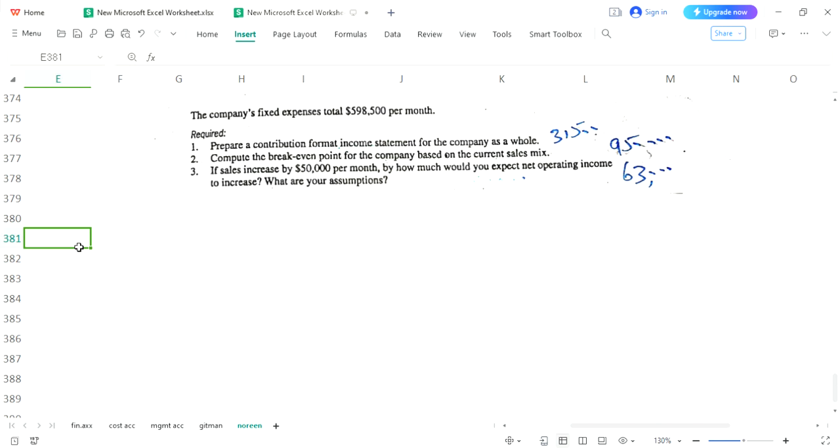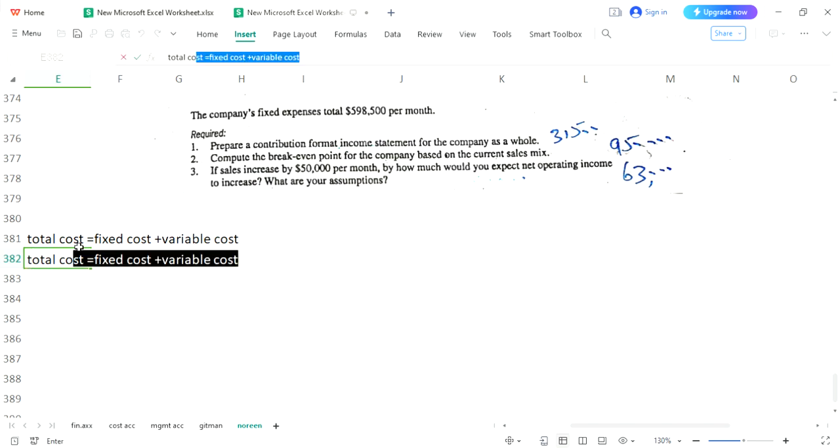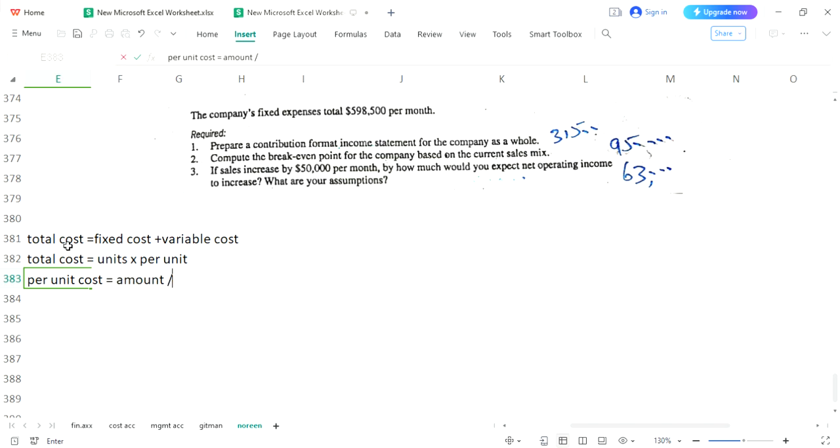First of which was total cost, and we calculate total cost by adding fixed cost and variable cost. If you need to calculate total cost another way, multiply your units with the per unit cost. This is how you calculate total cost, and if you need to calculate your per unit cost, take your amount and divide it by the number of units.